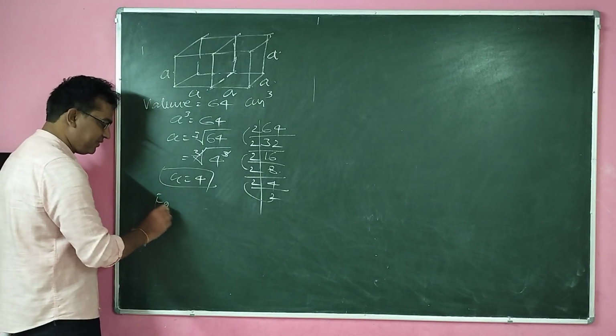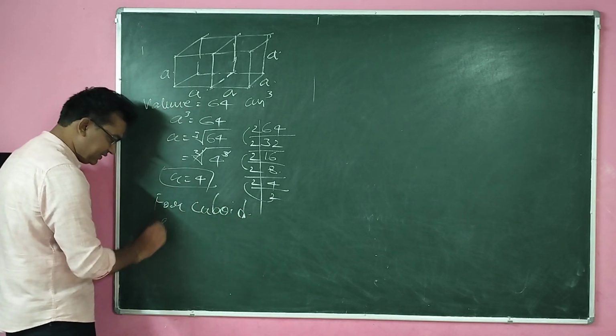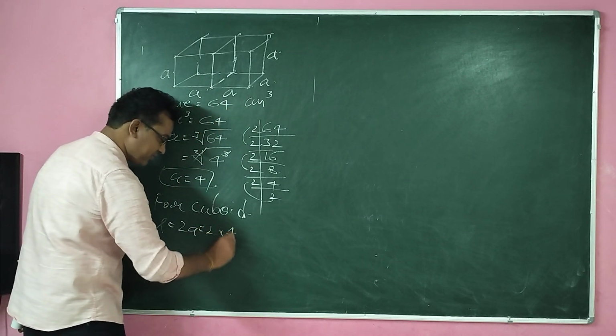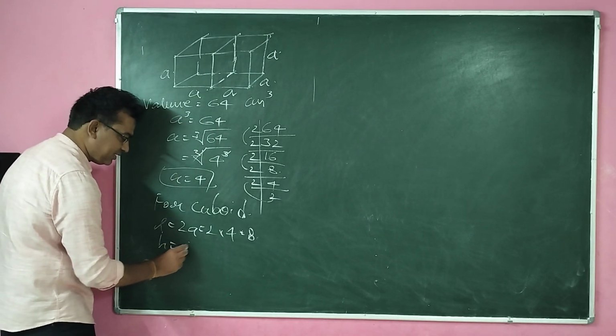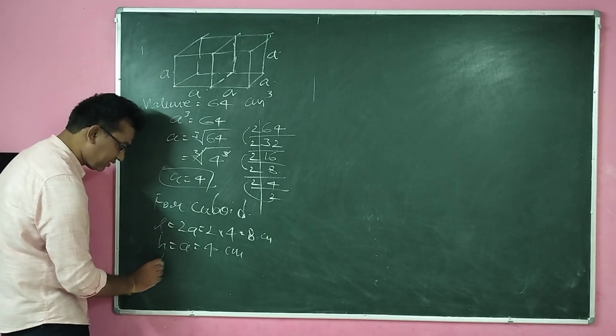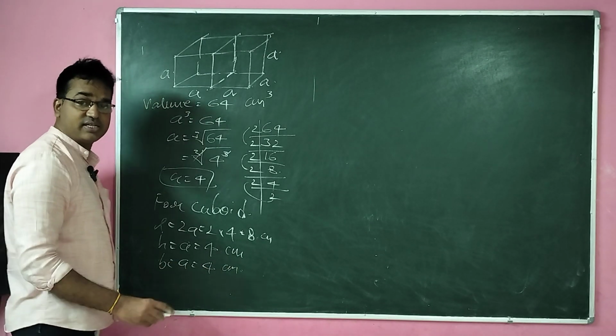Now you should write for a cuboid. What is the length? 2A, A plus A. So 2 into 4 equals 8. What is the height? Only A, which is 4. What is the breadth? A, it is also 4. Understood, I think. Now they actually asked TSA.